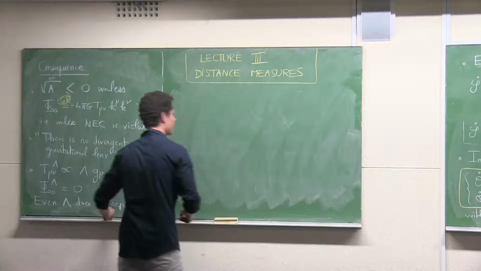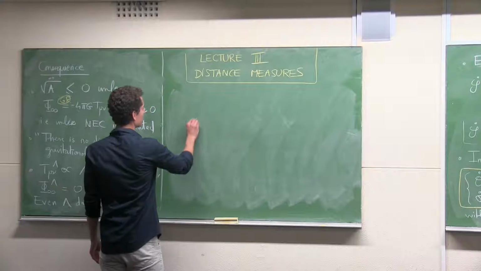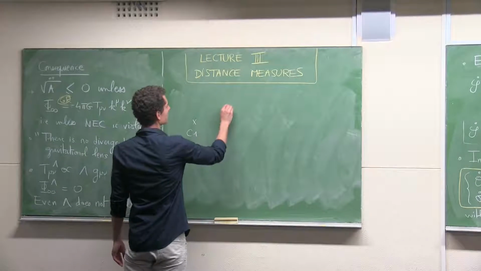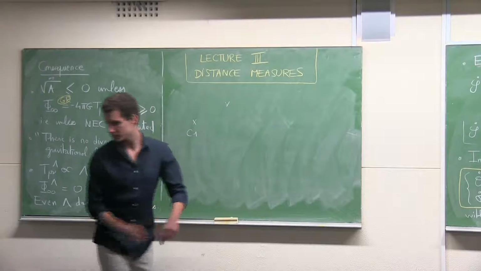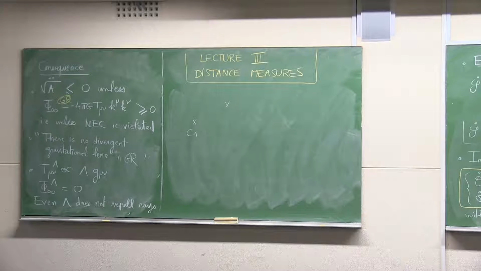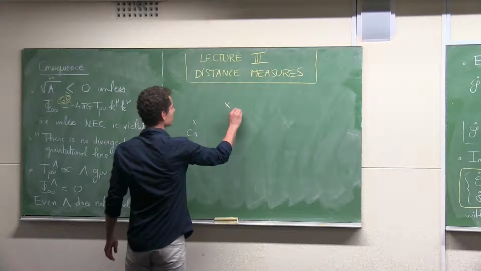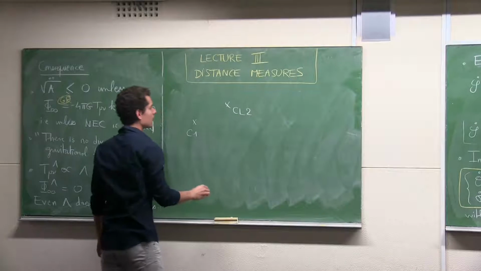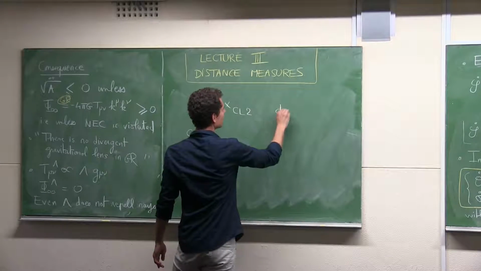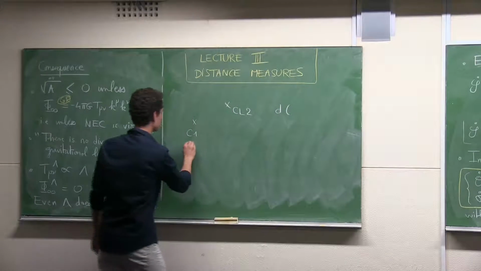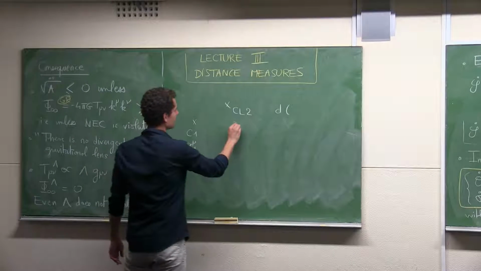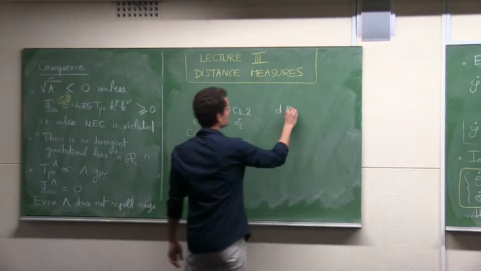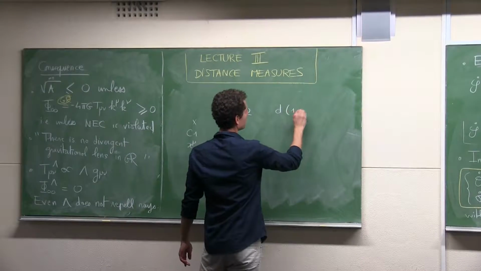So you have, I can write it, clap 1 and clap 2. And I ask you what is the distance. And you know this is x mu 1 and this is x mu 2. What is the distance between 1 and 2?